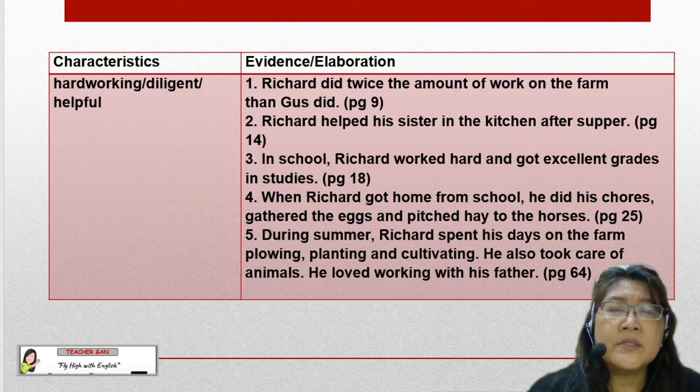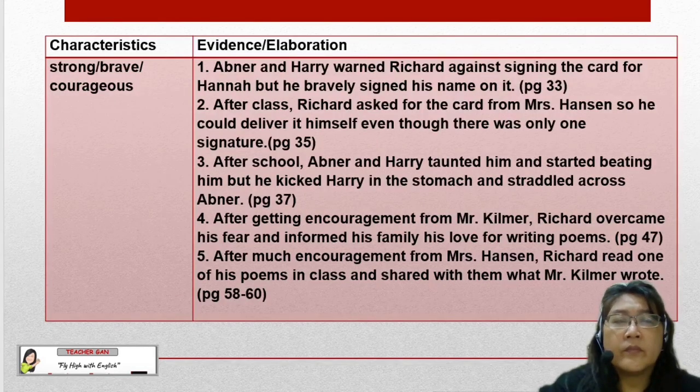5. During summer, Richard spent his days on the farm plowing, planting, and cultivating. He also took care of animals. He loved working with his father. Richard is also strong, brave, and courageous.